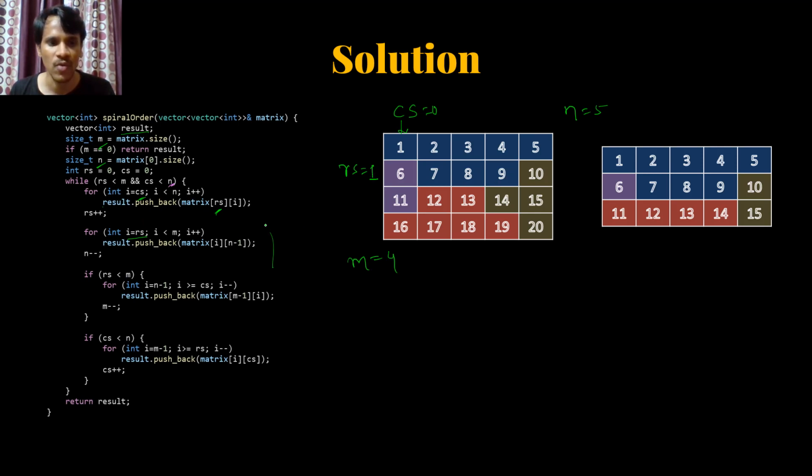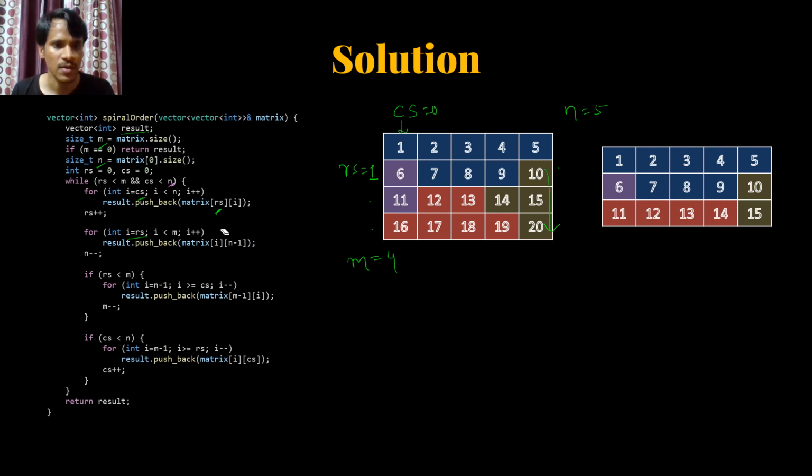So from i equal to 1, i less than 4, we'll do this. Basically it will print these elements. How are we printing them? We print matrix of i, n minus 1, where i runs from row start to the number of rows. That is 1, 2 and 3, and the column is the last column currently, which is 5 minus 1, that is 4. So i is 1, 4, 2, 4 and 3, 4 will be printed.